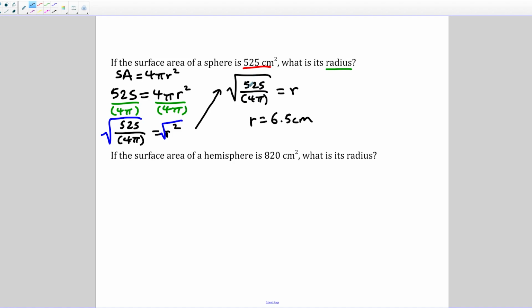I would start with the 525 divided by the 4 pi in brackets. Once you get that answer, square root whatever you had as your answer there, and you should get 6.5 centimeters. Here you can pause the video and try this next problem on your own, then unpause once you're done to check your work.